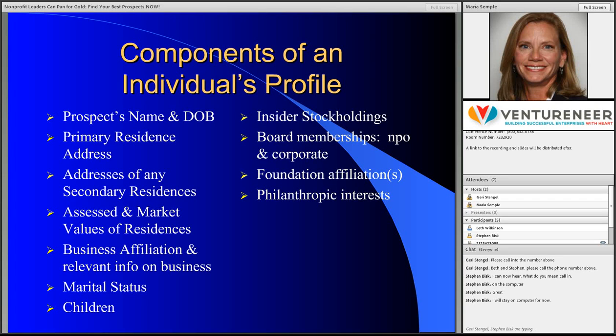Their foundation affiliations, perhaps they have a family foundation, perhaps they sit on another friend's foundation as a trustee, or they're part of a community foundation. So it would be important to note if they are directing their philanthropy through a foundation as opposed to their overall, personal checkbook. Their philanthropic interests.